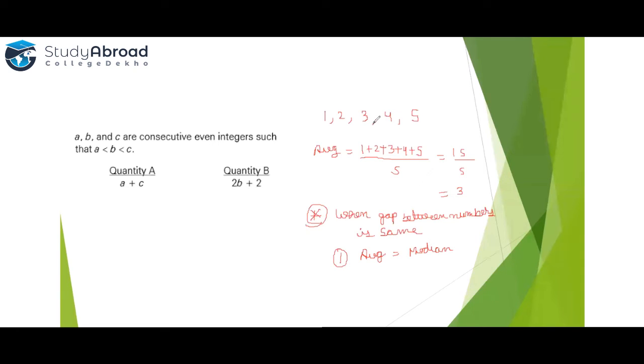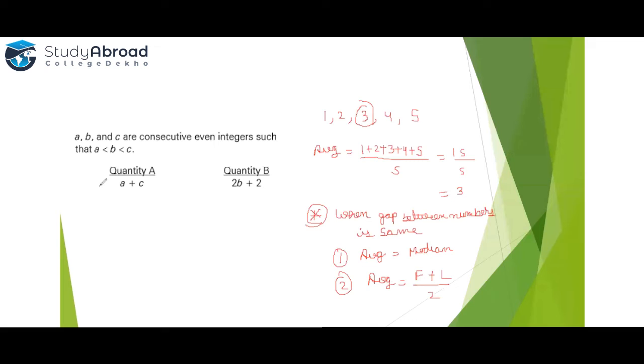What is median? Median is basically the middle number. So when the gap between the numbers is the same, I can directly say that the average is equal to the middle number, the median. The second thing we need to know is that average is equal to first term plus last term divided by 2. So 1 plus 5 divided by 2 gives me 3. That is my average. Okay.